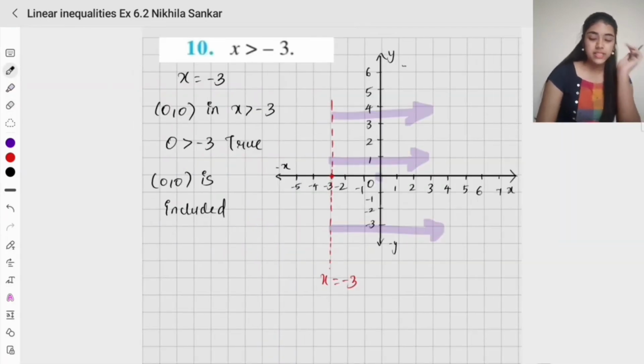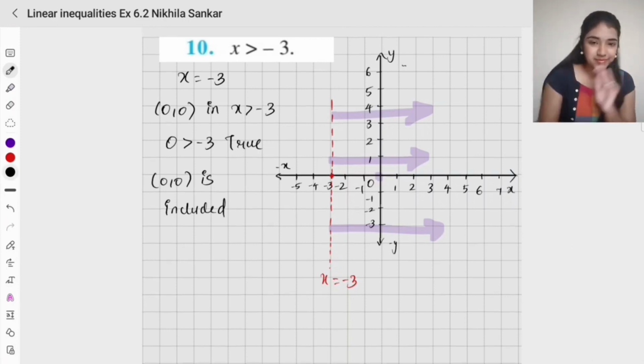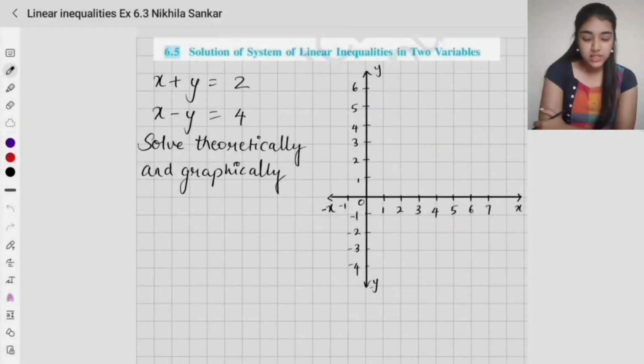So with this we are done with exercise 6.2. இப்போ until now we were dealing only with one single inequation. கரெக்டா ஒரே ஒரு inequation தான் இருக்கு. From the next exercise you will be dealing with multiple inequations. அதுக்கு common solution கண்டுபிடிக்கணும். So our next topic is solution of system of linear inequalities in two variables.